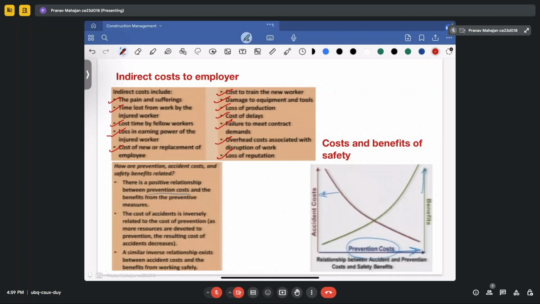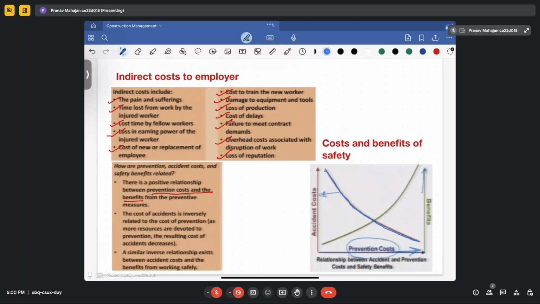So how are prevention, accident costs, and safety benefits related? There is a positive relationship between the prevention cost and the benefits from the preventive measures. The cost of accidents is inversely related to the cost of prevention. You can see from the figure that the cost of accidents is inversely related to the cost of prevention. As more resources are devoted to prevention, the cost of accidents decreases.